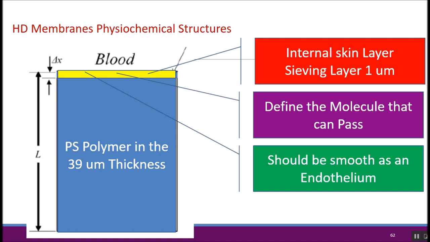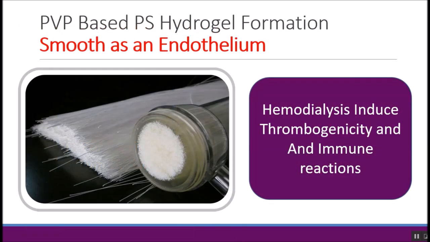The inner skin layer should be smooth as an endothelium, because any roughness facing the bloodstream during hemodialysis will induce platelet and coagulation activation. So usually, most of the current dialyzers in practice have hydrogel-like structures, PVP paste, which is the hydrophilic nature of the membrane, incorporated inside the polysulfone membrane and some other membranes. And this PVP paste, polysulfone hydrogel formation, makes the inside of the membrane smooth. Hemodialysis can induce thrombogenicity and immune reaction, so we have to avoid that.